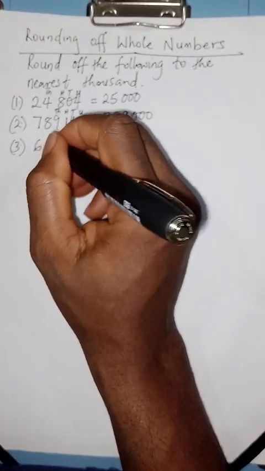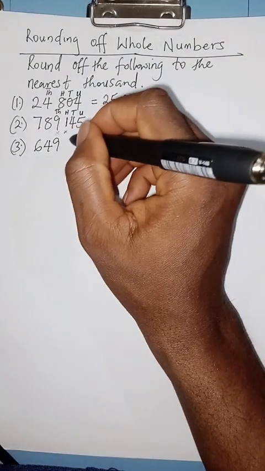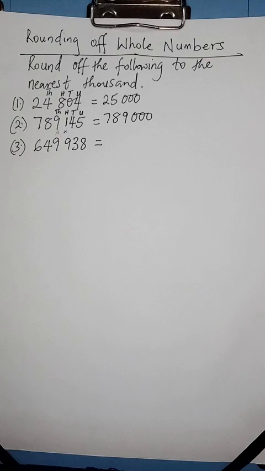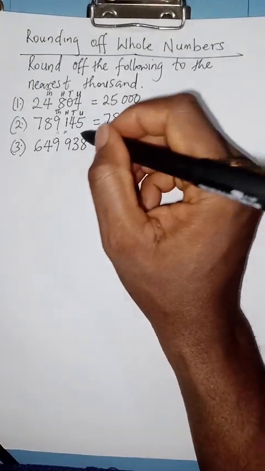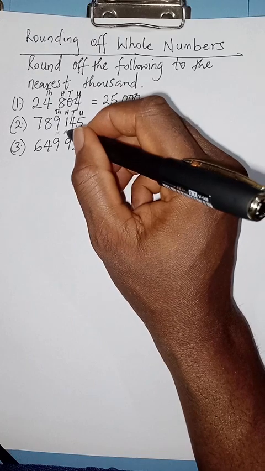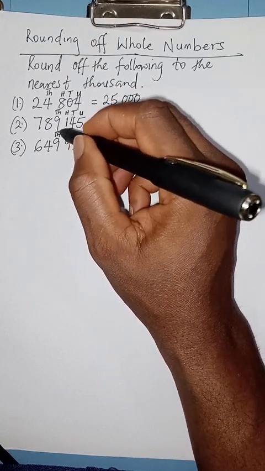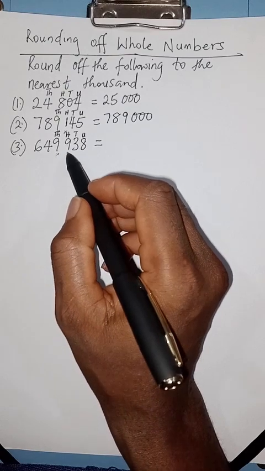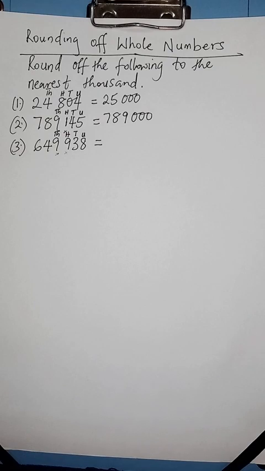Let's try number 3. I have 649,938. Again, I'm rounding this number to the nearest thousand. This is your ones or your units, your tens, your hundred, and then this is your thousand. So I'm stopping there. So my focus is on these two digits, the digit under the thousand and the digit under the hundred.